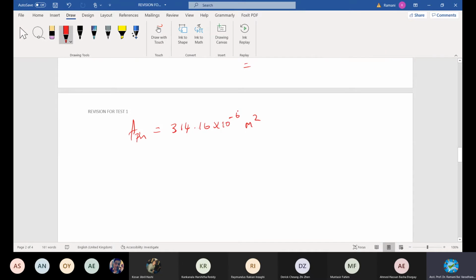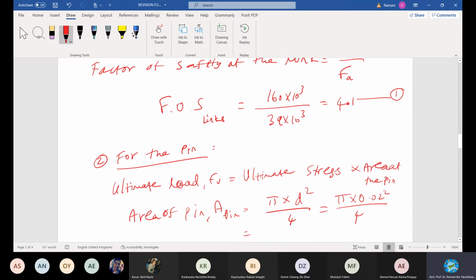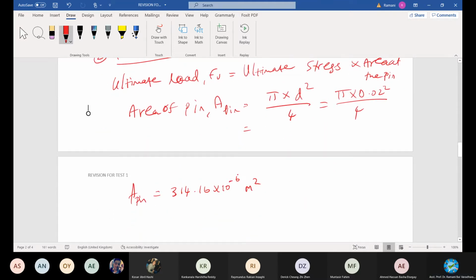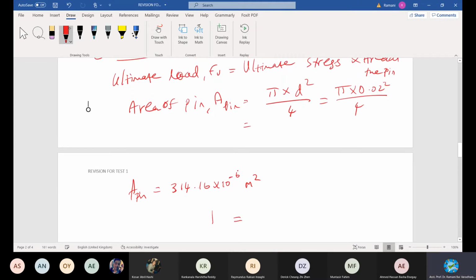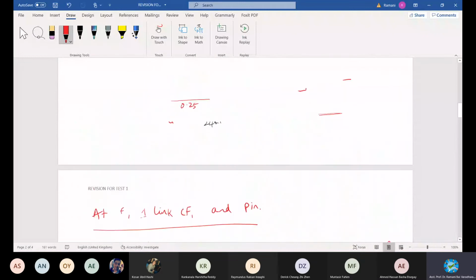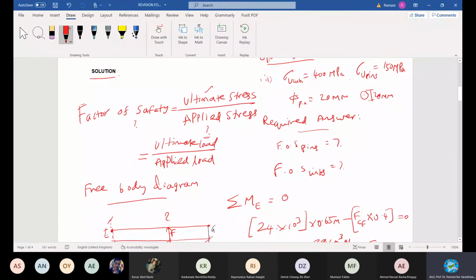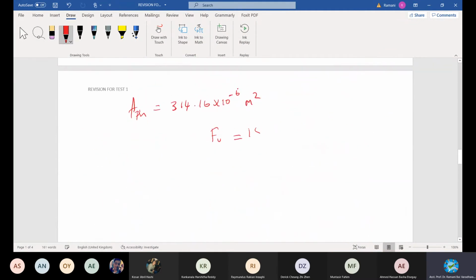Right. The pin area is found. Let's use the formula. Substitute in this formula. We got the area, we got the stress, so we can find the load. How much is the ultimate stress? Fu is equal to... how much is the ultimate stress given for the pin in the question? It is already given. Ultimate stress for the pin is 150 megapascals. 150 megapascals times area. Area is how much? A pin, or I substitute the value itself.